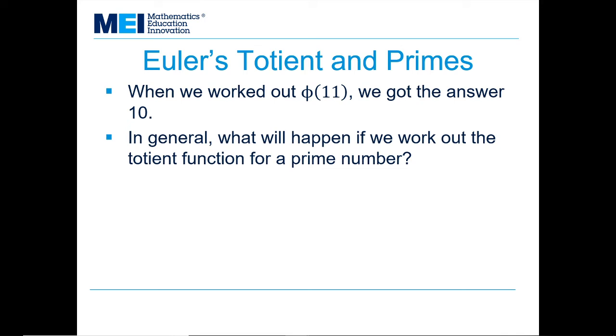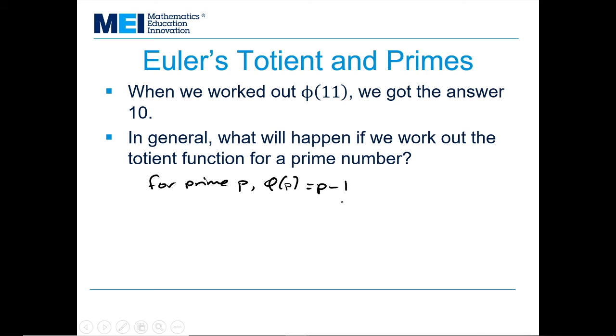Now it's interesting to consider what happens with Euler's totient and prime numbers. When we worked out phi of 11, we got the answer 10. So in general, what's going to happen if we work out the totient function for a prime number? You might want to pause the video and just think about that for a moment. Well, what's going to happen is that for a prime number p, phi of p is going to be p minus 1.